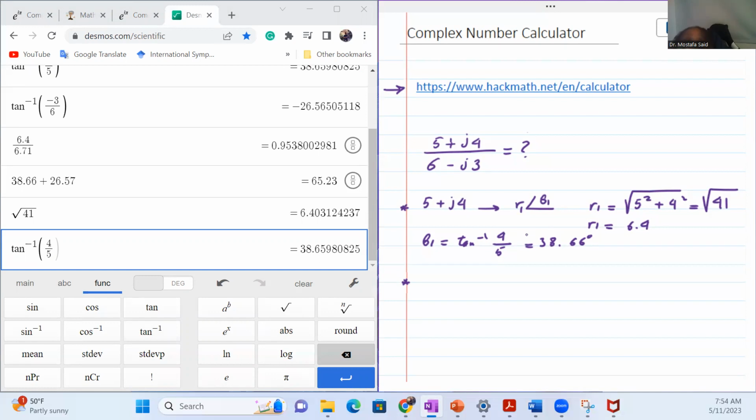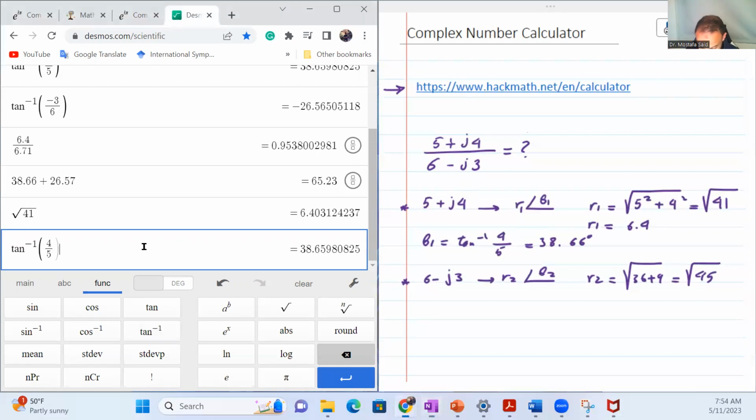The second one is 6 minus j3. Again, this can be written as R2 angle theta 2. R2 is the square root of 36 plus 9, which is 45.